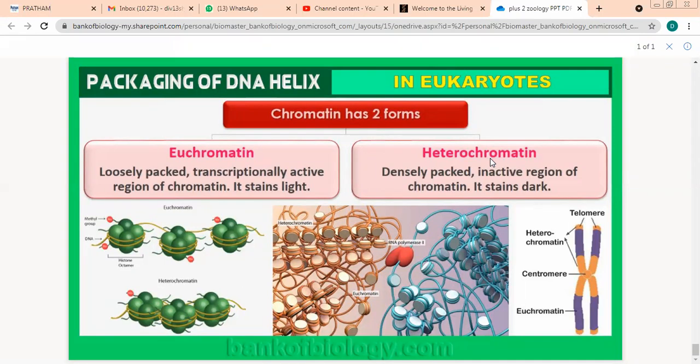Heterochromatin. Yes. So let us have the three differences between the two types of chromatin, euchromatin and heterochromatin. First difference: euchromatin is loosely packed, and heterochromatin is densely packed. Euchromatin is the active region and heterochromatin is the inactive region. Euchromatin stains light and heterochromatin stains dark.